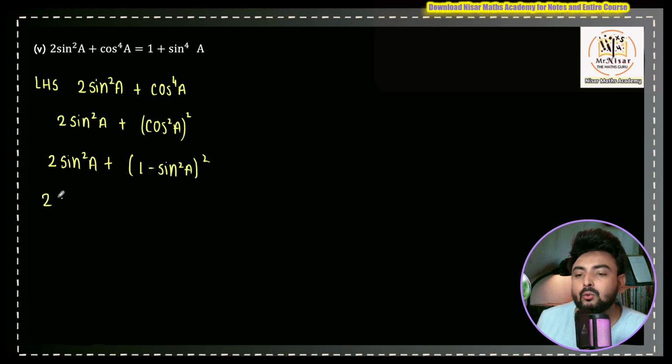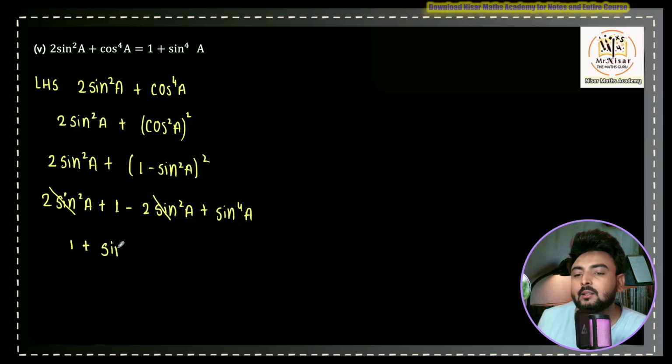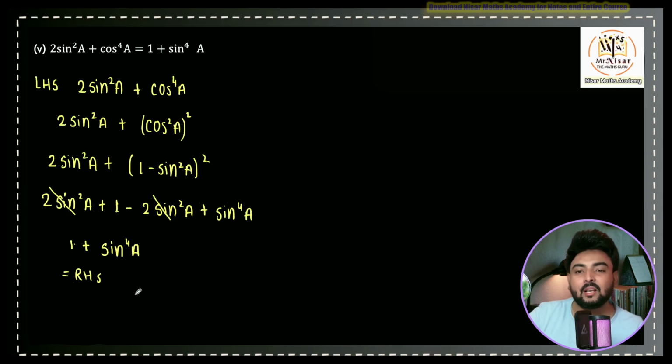Then can I say here 2 sin square a plus, now you can apply the formula, expand (a minus b) whole square: a square minus 2 into a into b plus b square. Okay, then yes, I can see here plus 2 sin square a and minus 2 sin square a are going to get cancelled and it's going to become 1 plus sin to the power 4a. Okay, very simple question, it came in the middle. Previously we have solved some lengthy questions. Okay, let's go ahead for the next one.